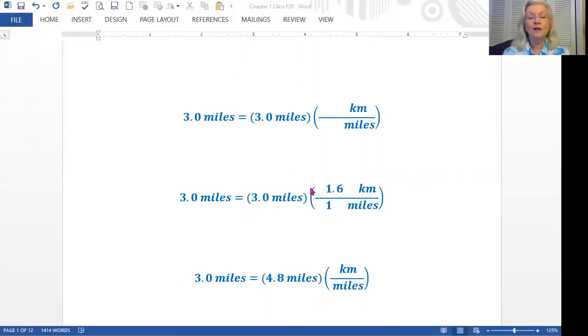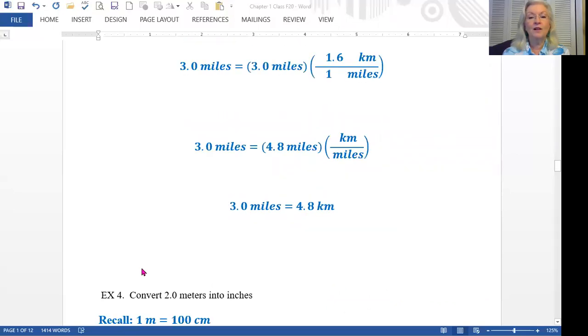And now it's just 3 multiplied by 1.6 and then divided by 1, so it's just 4.8. And the units, we've got miles times kilometers divided by miles. The miles cancel, and you're just left with kilometers. So I would probably have gone from this step to the answer, but if you need to write down more steps, you should do it.